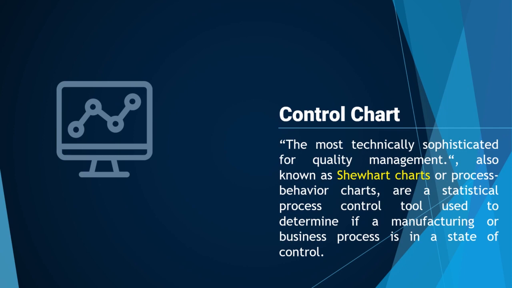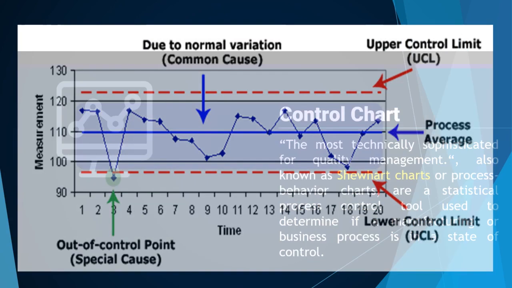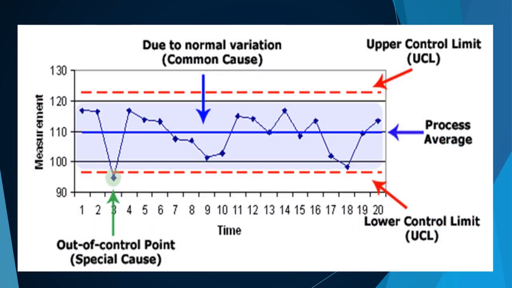Then comes the control chart. The control chart is generally used to study how a process changes over time. It compares the current data to historical control limits, leading to a conclusion about whether the process variation is consistent, that is in control, or is unpredictable, that is out of control, affected by special causes of variation. Generally the control chart has two limits, the upper control limit and the lower control limit. See here, we have the upper control limit and lower control limit.